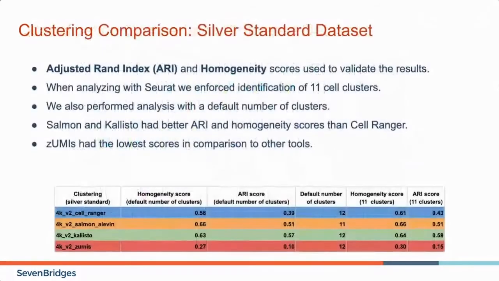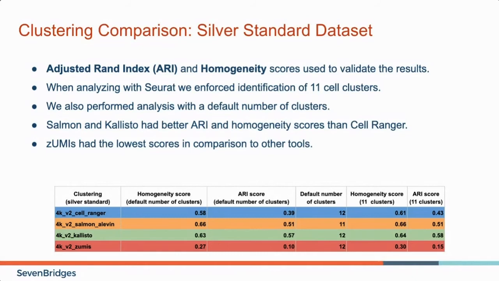Next slide, please. Okay. So here we compare the results of clustering performed on silver standard dataset, and we used adjusted rand index and homogeneity score for validating the results of clustering given ground truth. Both scores will have a value close to 0 for random labeling and exactly 1 when the cluster labels are identical to truth. So here we purposely enforced the identification of 11 cell clusters because this many reference subpopulations was reported in truth dataset.